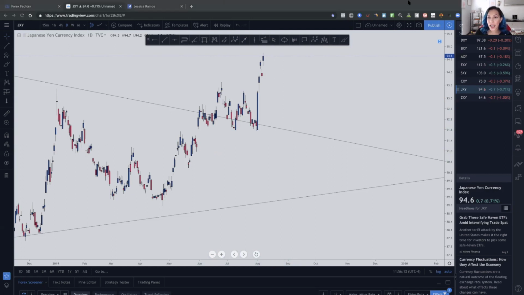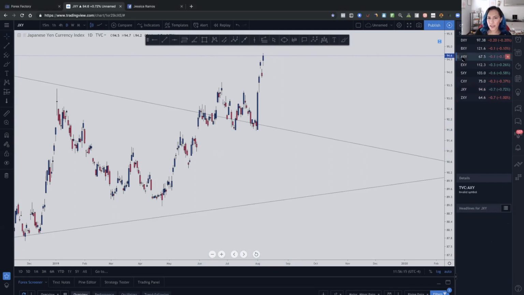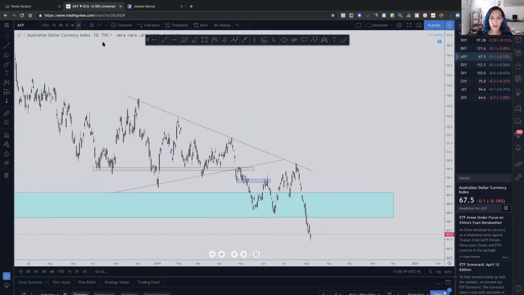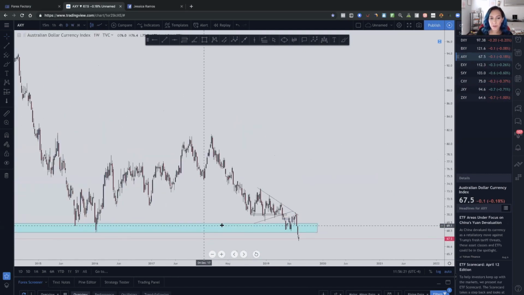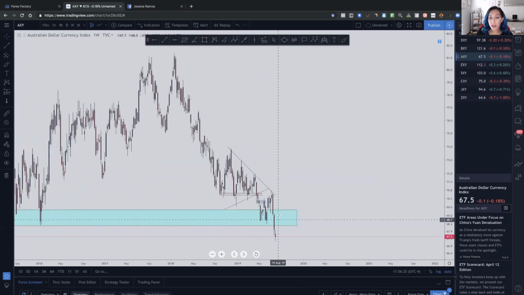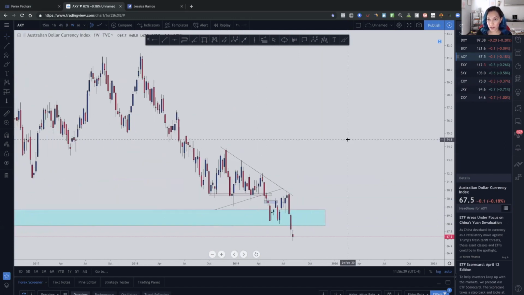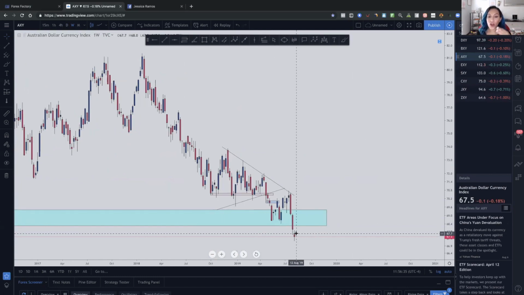So let's see if we can look at the, okay, here we go. Here's the Aussie. So let's go on the weekly here. Now this was a major support area. As you can see, it landed several times. The market broke it. So you can see where I tracked the market similarly as I did with the Japanese yen. She broke out and retested beautifully and continued going down. So the Aussie is going down, right?